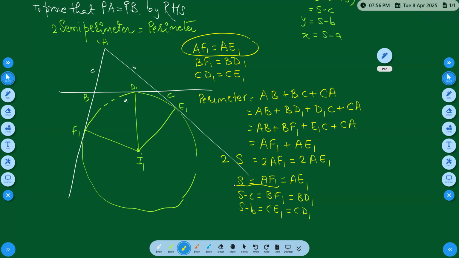So start from A, stop where the circle touches. That distance is S. So AF1 is S, out of which AB is small c. From S you remove small c. What is remaining? From AB, if we remove small c, BF1 will be S minus C. From S remove C. But we have said BF1 is equal to BD1, length of tangent. Yes, sir. I understood. Thank you.